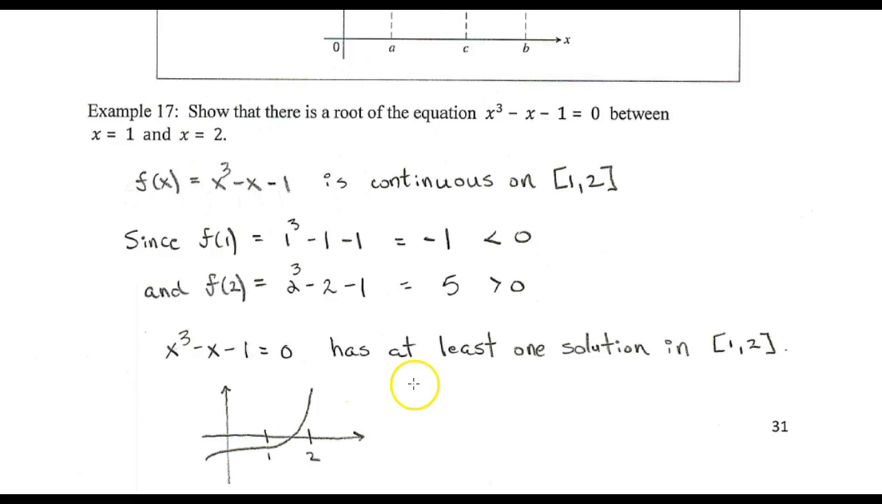Now, it could cross it several times. That's not enough to show that it doesn't cross it more than once. I mean, it could cross it several times, but it does tell us that it has at least one solution in that interval 1 to 2.